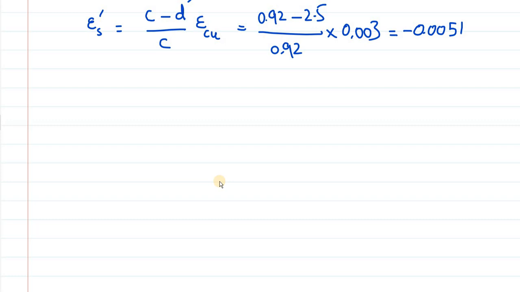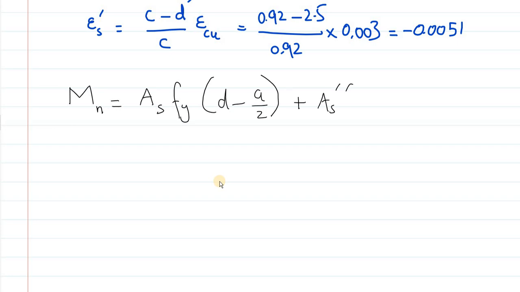I'm writing it in black because this is not something you need to do. Mn would have been equal to As fy into d minus a by 2. In all cases, we are taking the level of Cc as moment center, plus As prime. In this case, fs prime is also equal to fy, because the compression steel has yielded. We are adding this prime because it is the so-called compression reinforcement, into its lever arm, d prime minus a by 2. Now this lever arm is a very small value, and this is the only reason we can neglect it.